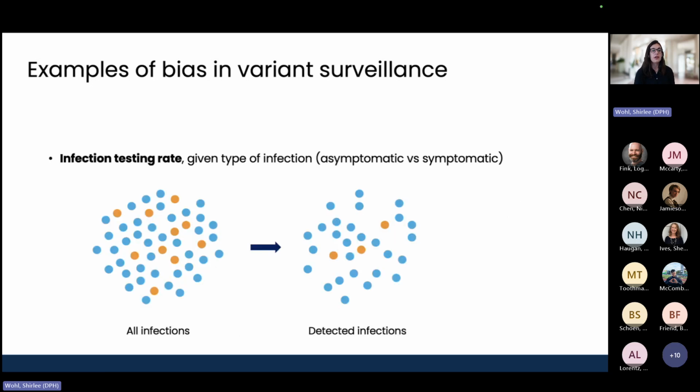So in the example here, you might say that actually you need a larger sample size in order to make sure you capture the orange variant because the blue variant is overrepresented. There are also scenarios where you might need a smaller sample size because the orange variant is more represented. So there are different ways to think about it there.